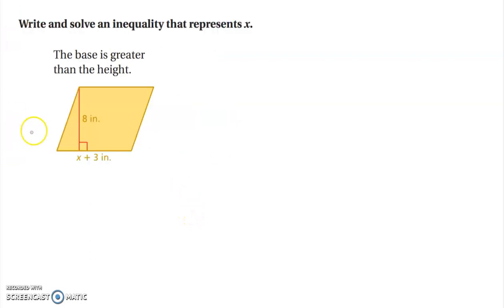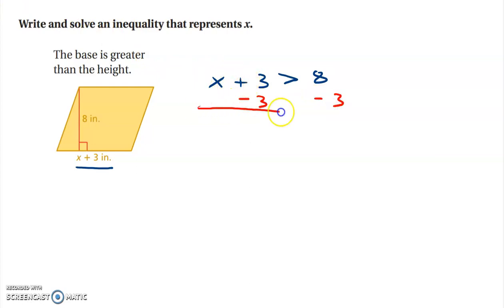And then finally, one example using shapes here. Write and solve an inequality that represents x. The base is greater than the height. All right, this is the base. So x plus 3 is greater than 8. All right, to solve that, subtract 3 from each side. 3's cancel out. X is greater than 5.